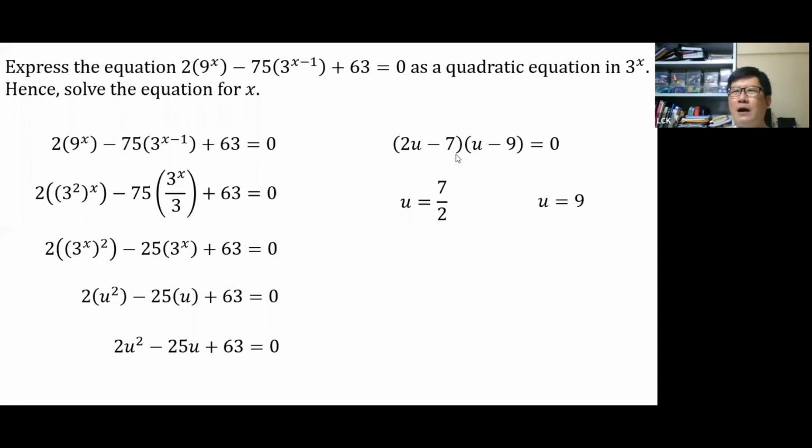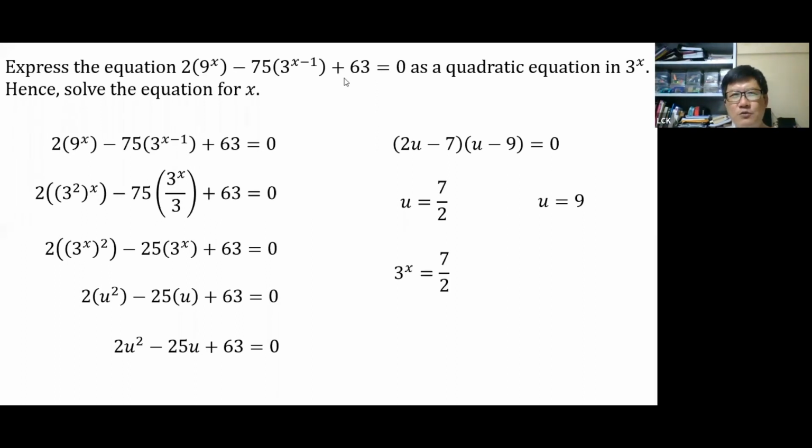I've skipped a step here because of the space I have in this slide, but you don't skip a step. u equals 7 over 2, u equals 9. And remember again, u is not what we are after. We are after x. u is Dubai. We want to go to London. We don't want to transit in Dubai, fall asleep, and the plane takes off without us. We want London, and London is x.